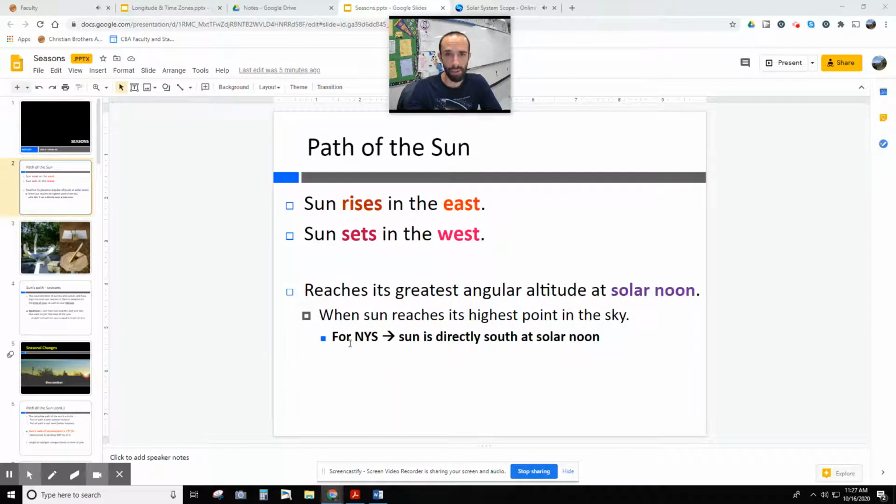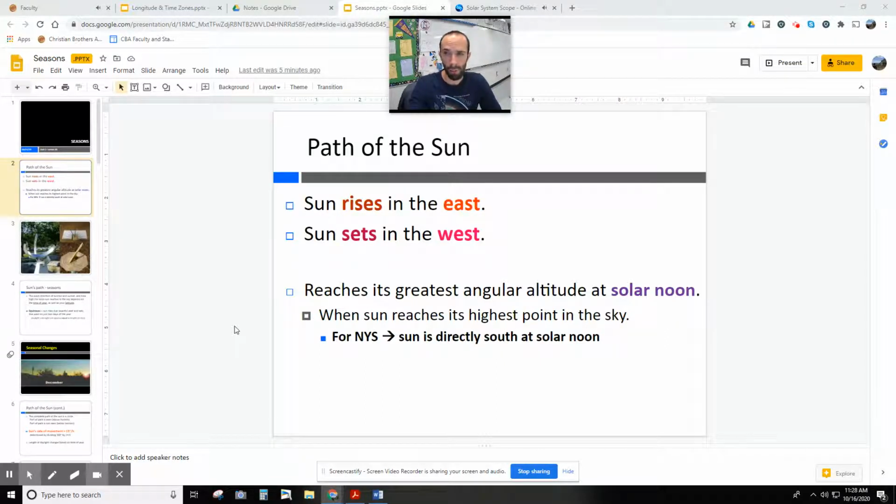So just general things that you should obviously know. The sun rises in the east and the sun sets in the west. And it's not perfectly east and not perfectly west, except for 2 days out of the year, which we'll talk about a little bit later on. Another thing that you obviously should know by now is that the sun reaches its highest altitude, or its angle above the ground, at solar noon. That's the highest point above the ground.